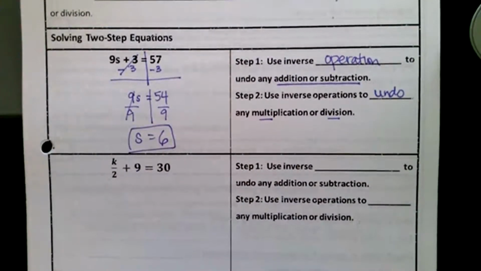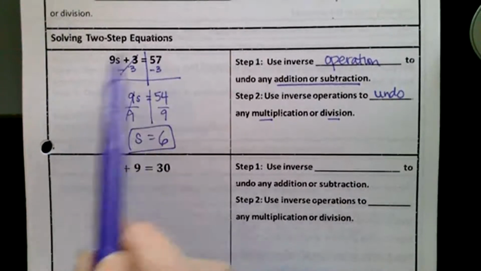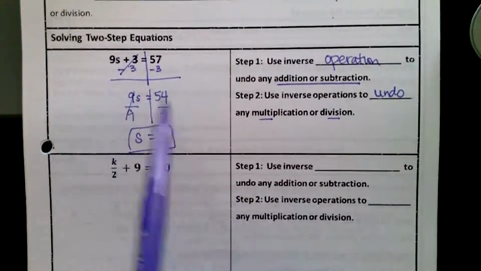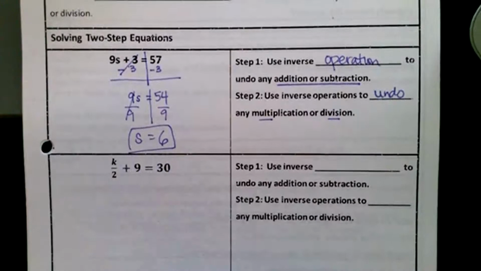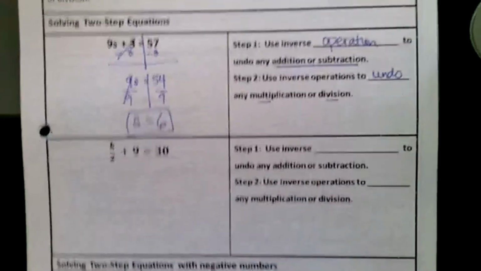Remember, I'm going to use inverse operations to undo addition or subtraction first, and do that to both sides. Then I'm going to use inverse operations to undo any multiplication or division second, and do that to both sides. But however I do it, it's two steps. That's why this is called a two-step equation. The first step is to undo addition or subtraction. The second step is to undo multiplication or division. All right, let's do a couple more.